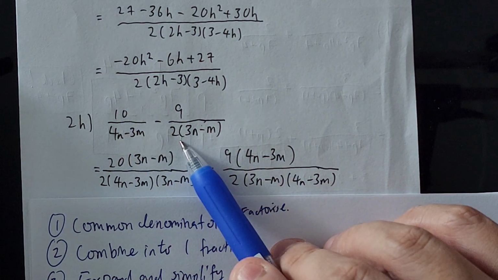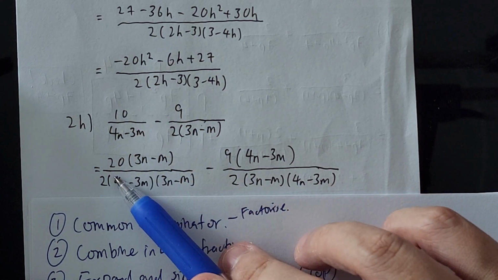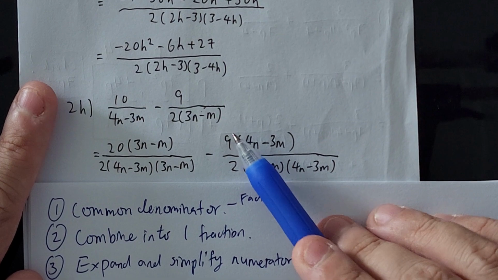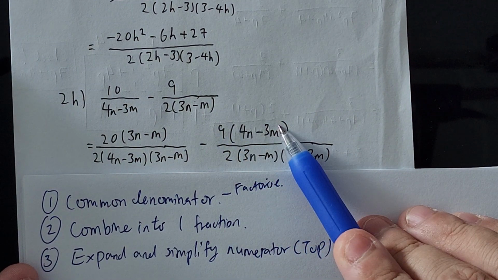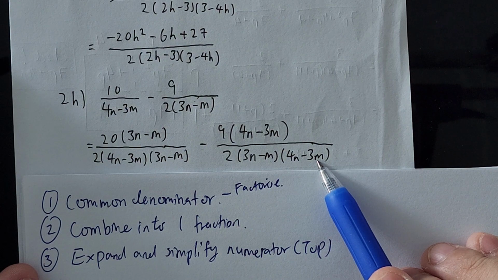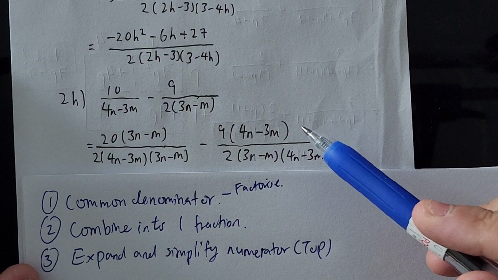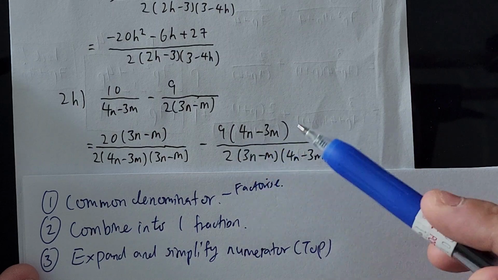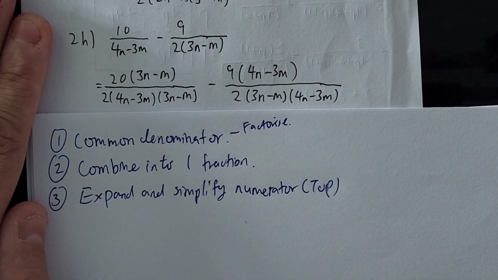Some of you, if you want to multiply first, can, since they are simple numbers, like 10 times 2, 20. And then for the second fraction, multiplying top and bottom by 4n minus 3m. You see, the method is basically the same. When I do common denominator, I don't do the expansion. So one step at a time, so that it makes it easy.